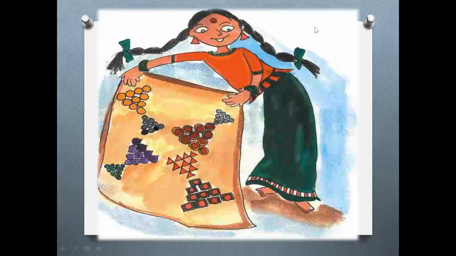Now let us see how many groups are there. 1, 2, 3, 4, 5, 6, 7, 8. So how many groups are there? 8 groups are there. Now let us see how many bindis are there in each group. 1, 2, 3, 4, 5, 6, 7, 8, 9, 10.